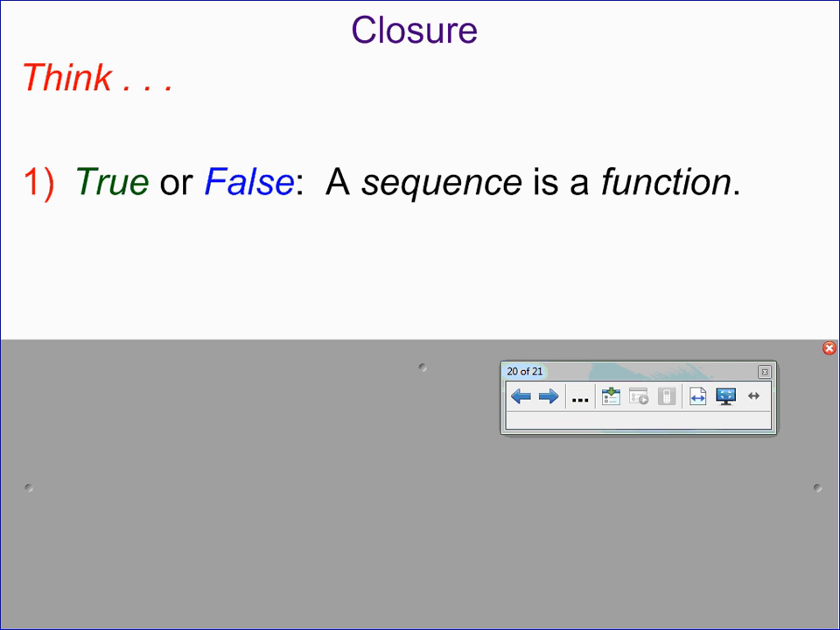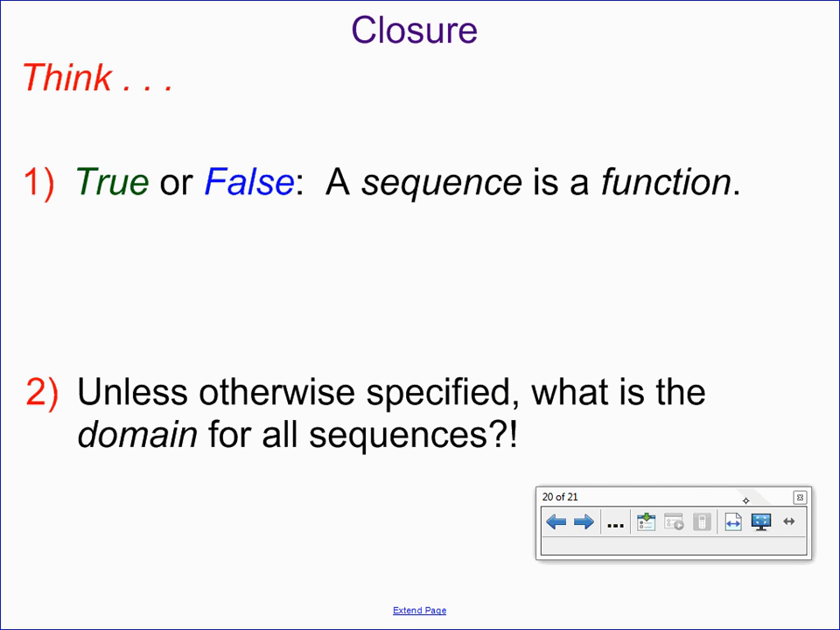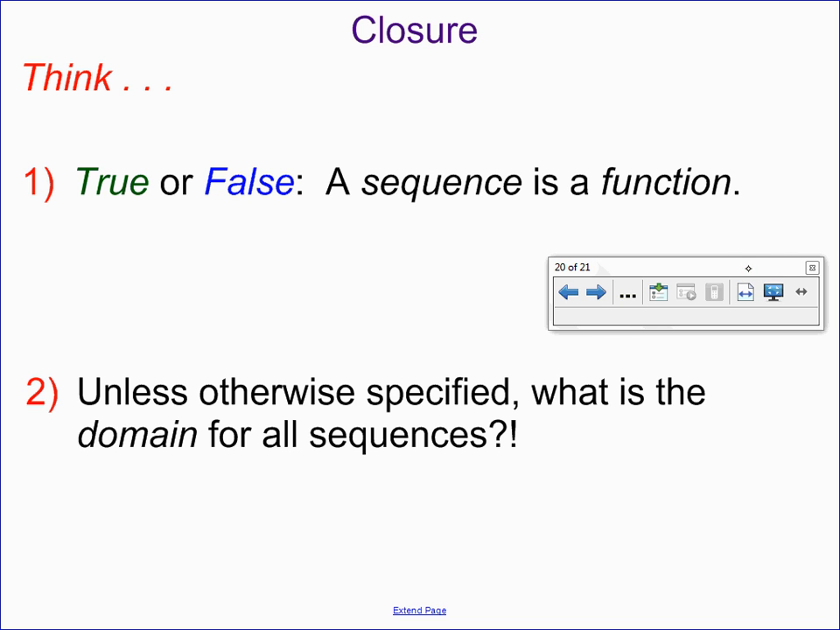True or false, a sequence is a function. Don't say it out loud, just think. Unless otherwise specified, what is the domain for all sequences? That one we didn't talk about much, so we want to make sure we get a good response written down for our closure.